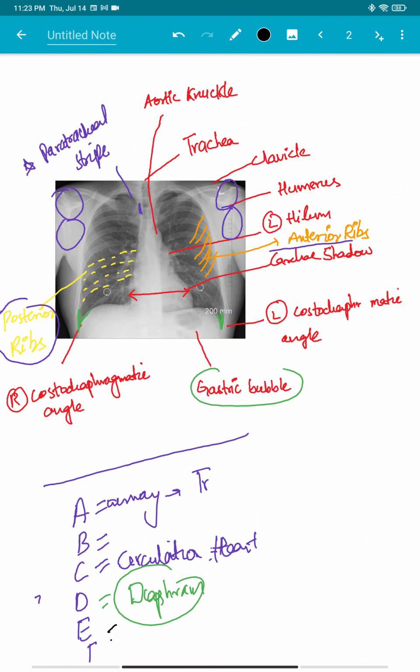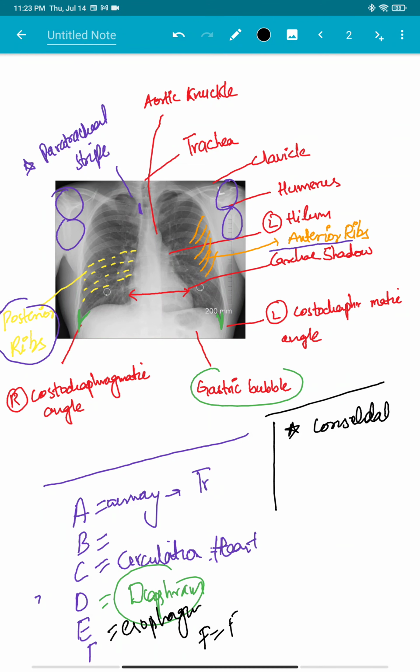E for esophagus, F for fields of the lung. After all this, we will evaluate the fields of the lungs. Here you can see the right lung field and the left lung field. So the fields of the lung can be seen for any consolidation, any nodule, any patch, or any mass. Such things can be evaluated in the lung fields.